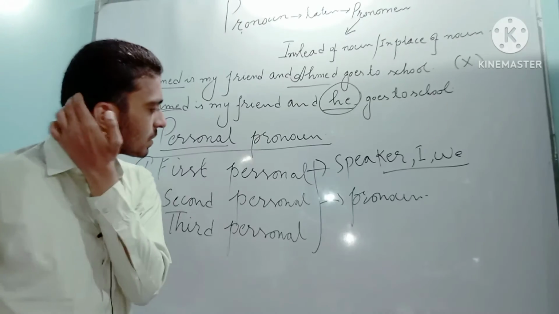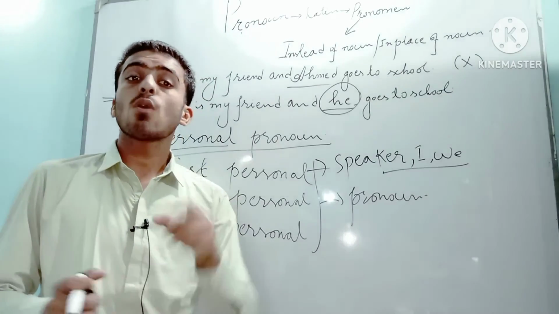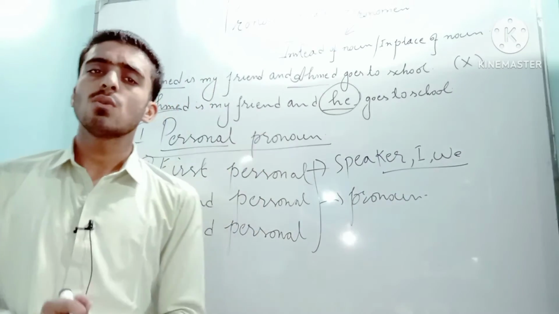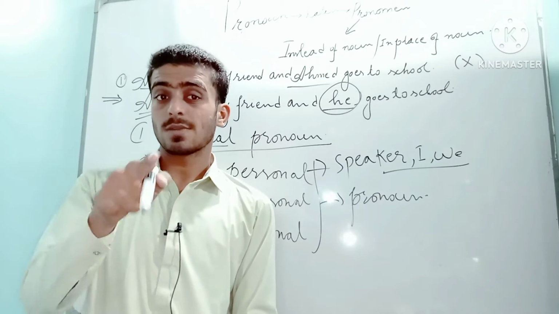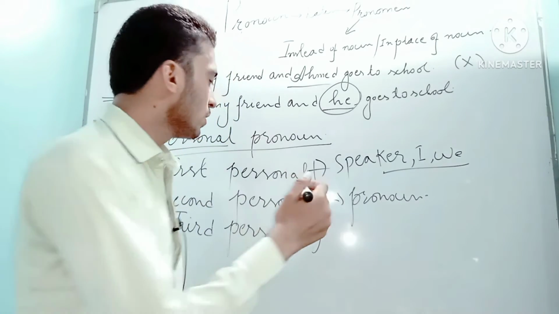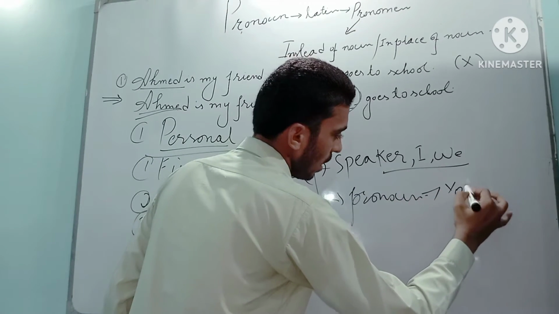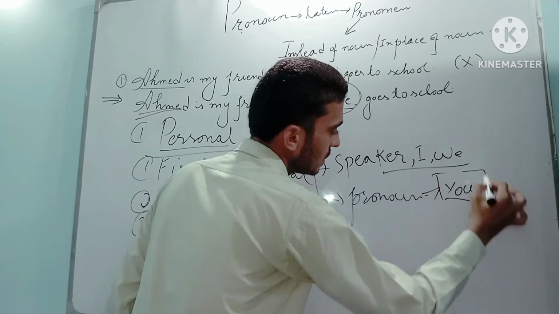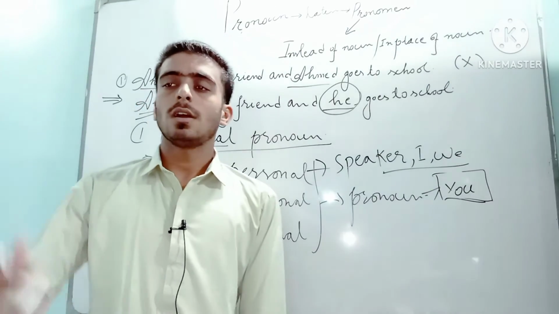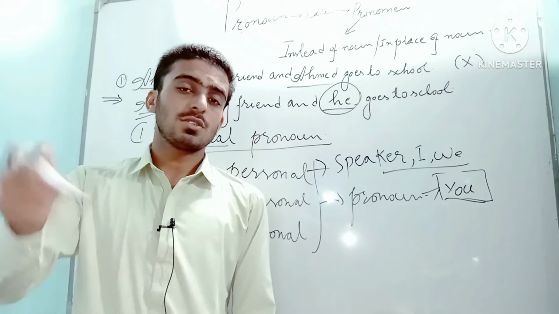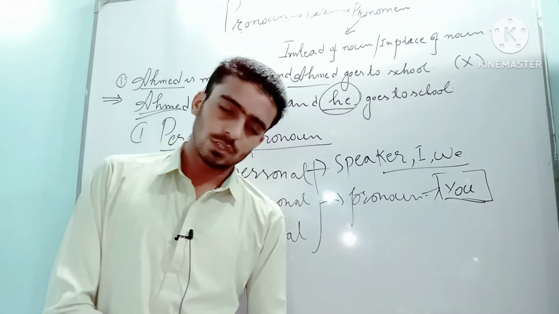And after that, the second person pronoun. The second person pronoun is the kind of pronoun which is spoken to. Suppose somebody is in front of you and I am speaking to you, that's why you are the second person pronoun. Now you are listening to me. So the second person pronoun can only be you, and the singular and the plural of you is you. It depends on your meaning. If you say you are a student or you are students, you always use the plural verb with you. You cannot use the singular verb with you.